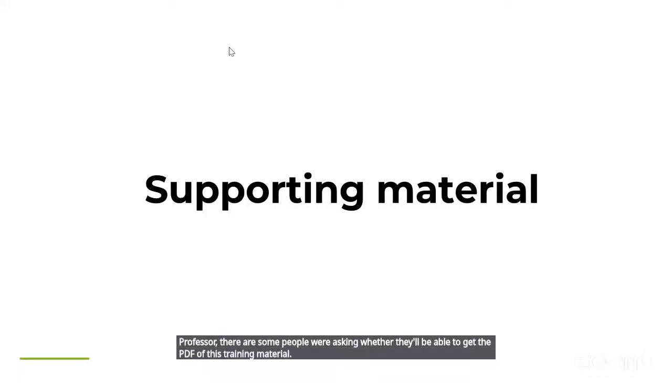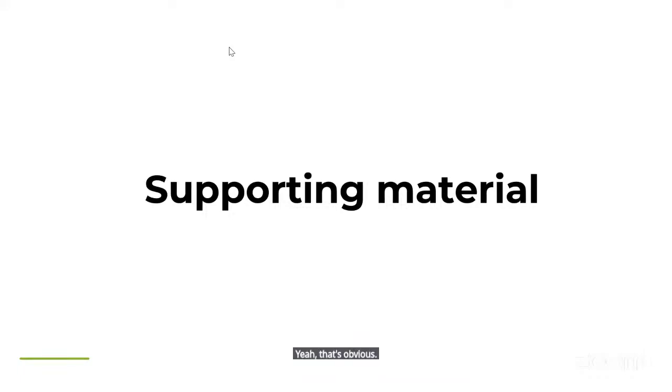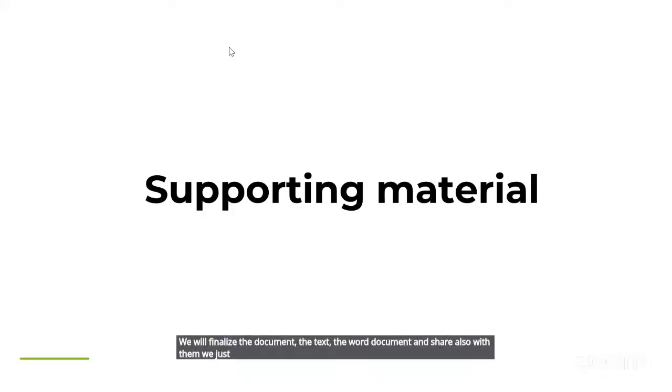Professor, there are some people who are asking whether they'll be able to get the PDF of this training material. Yeah, that's obvious. By the end of this training, they will get the PowerPoint. We will finalize the document, the Word document, and share it also with them. We just need to format it.